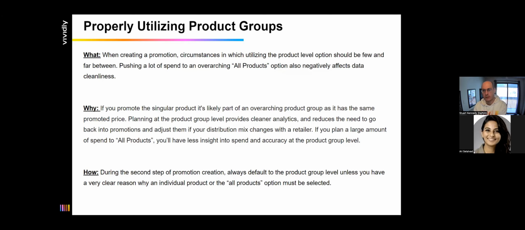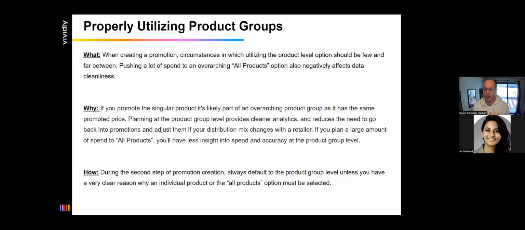The other side of the coin here is all products. This is an aspect where in Vividly you can choose a promotion to be created at the quote unquote all product level. When I see this used properly is, let's say that you're doing a line drive promotion. You've got 10 different product groups as a company, and you're doing a display in Whole Foods. And that display is going to show all of those different 10 product groupings. That display fee is, I don't know what they are now, something like $50K. You could just plan that $50K to all products because it is going to apply to all products.